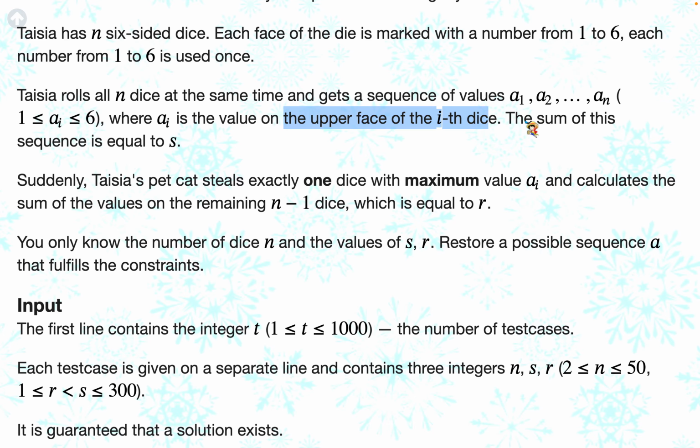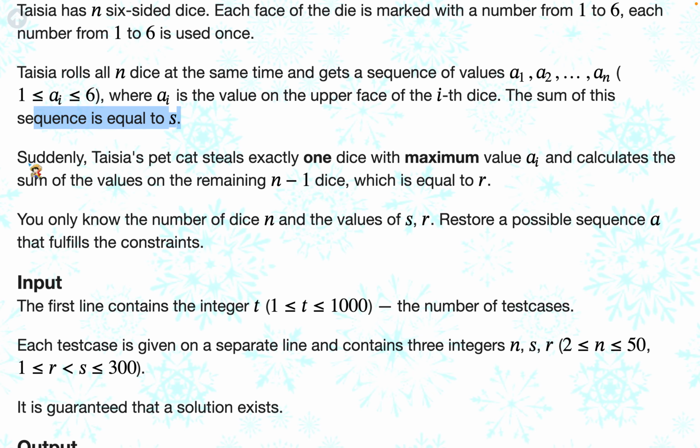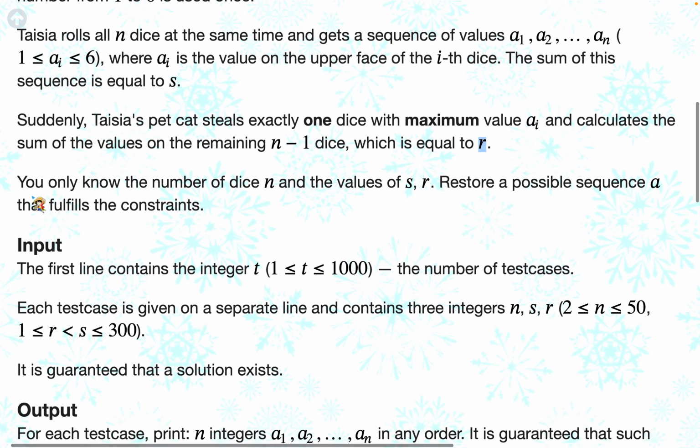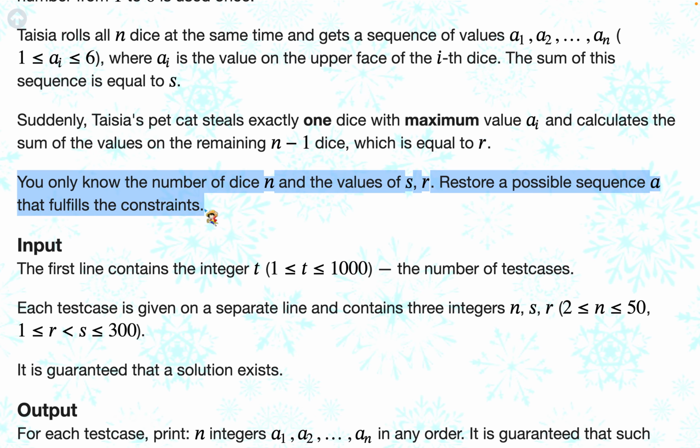The sum of the sequence is equal to s. Okay, now suddenly Taisia's pet cat steals exactly one dice with the maximum value a of i. So the maximum value is missing now, and the calculated sum of the values of the remaining n minus 1 dice is r. R is the remaining sum. You only know the number of dice n and the values of s and r. Restore a possible sequence a that fulfills the constraints.